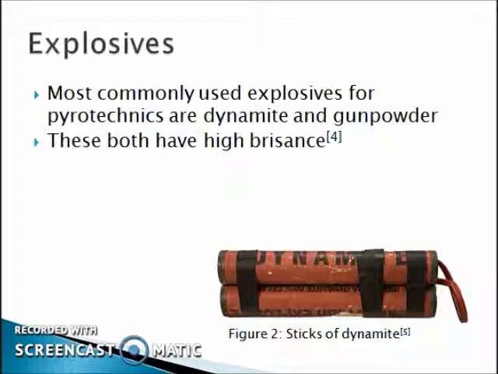I'm going to mainly look at dynamite and gunpowder, as these are the most commonly used explosives for pyrotechnics. This is because they both have high brisance. Now, brisance can be defined as the shattering effect of an explosive, which means that there's a greater pressure at detonation, so we see a large explosion.